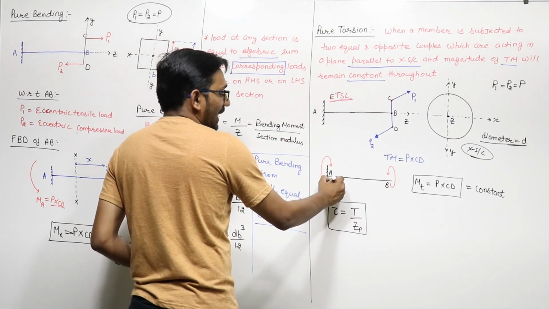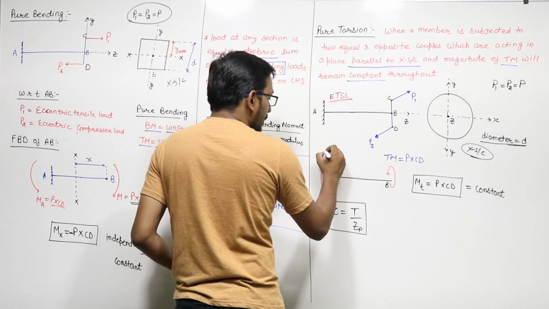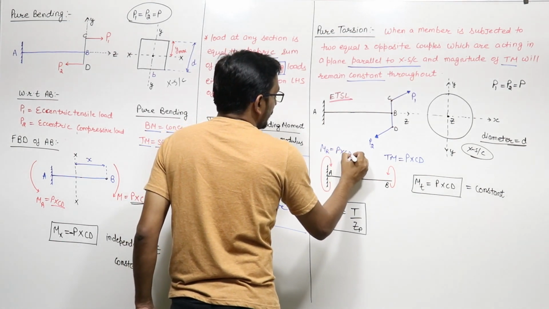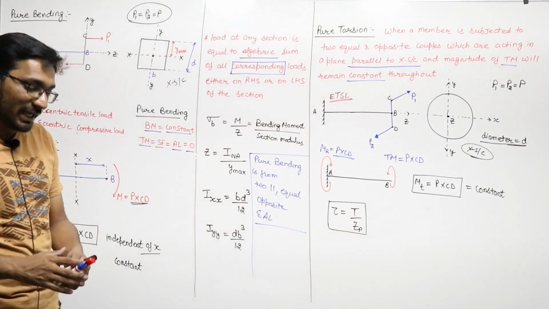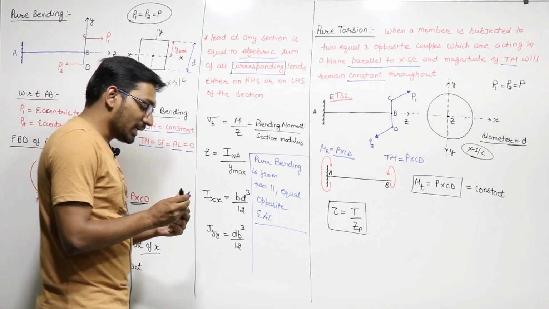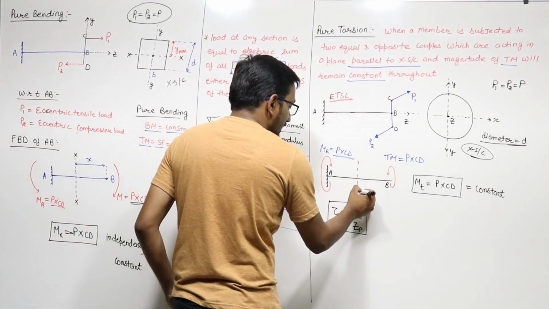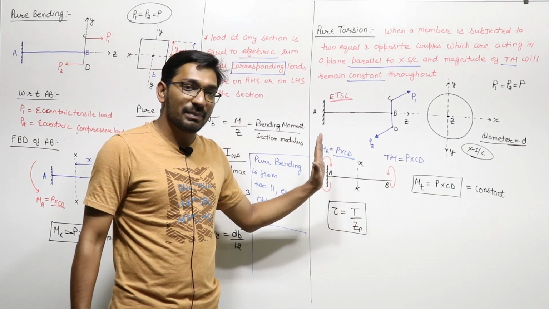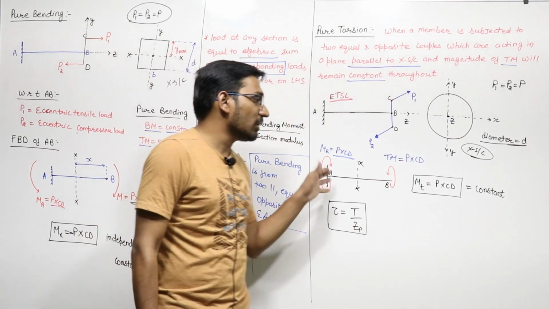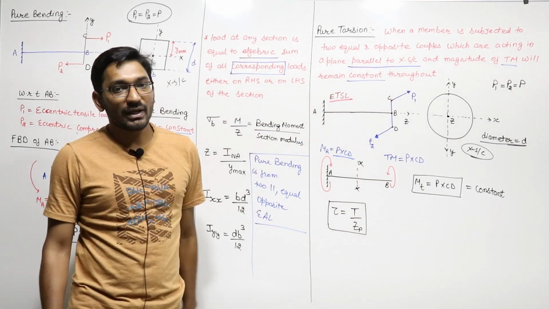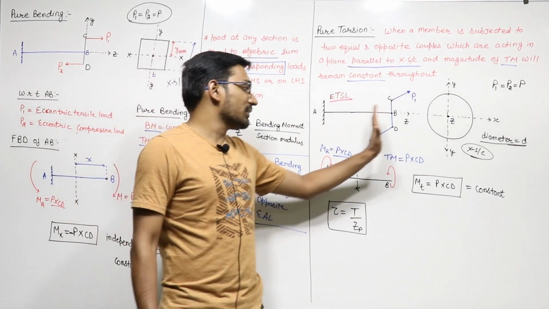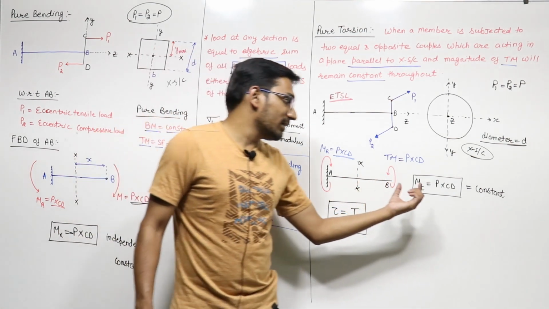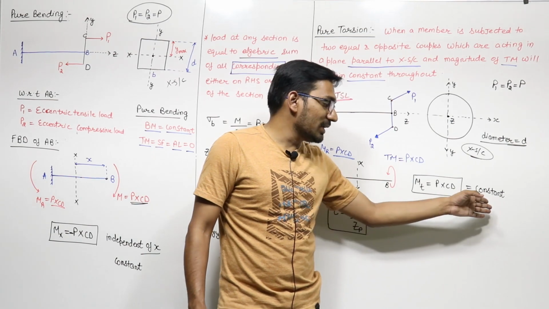So there must be a reaction at this point A, which is a reaction moment, also equal to P into CD. And if you want to calculate the twisting moment at any section XX from the free end, you can take the algebraic sum of twisting moments only, either on the right hand side or on the left hand side. If it is on the right hand side, this Tm is equal to P into CD, and it is independent of X and it is constant.